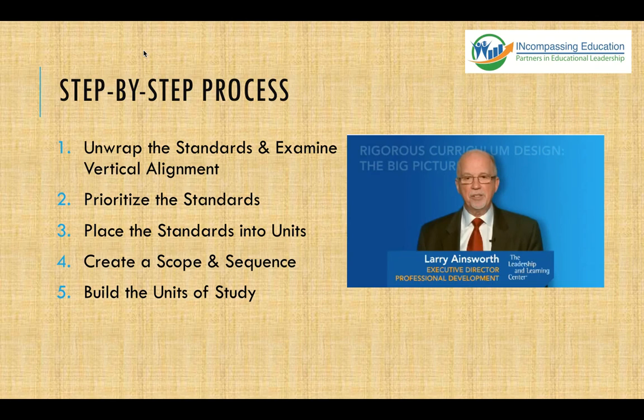The first one is to unwrap the standards and examine the vertical alignment. The second is to prioritize the standards. The third is to place the standards into units. The fourth is to create a scope and sequence. And the fifth is to build the units of study. Let's listen to Larry as he explains this.